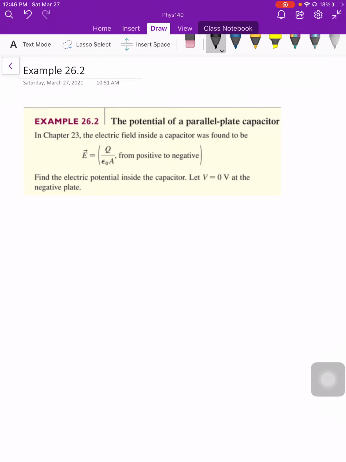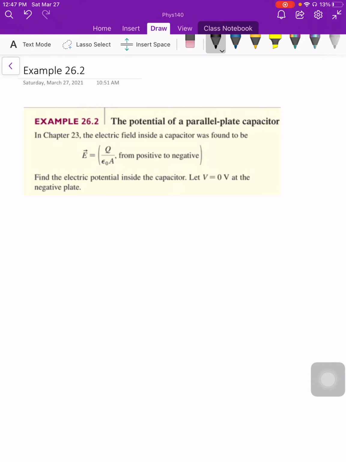Okay, so in this problem, we're using the fact that the electric field inside a capacitor was found to be E is equal to Q over epsilon naught times A from positive to negative. And we are asked to find the electric potential inside the capacitor, and we need to let the potential equal 0 volts at the negative plate.